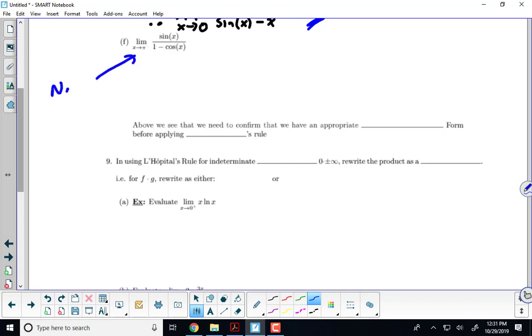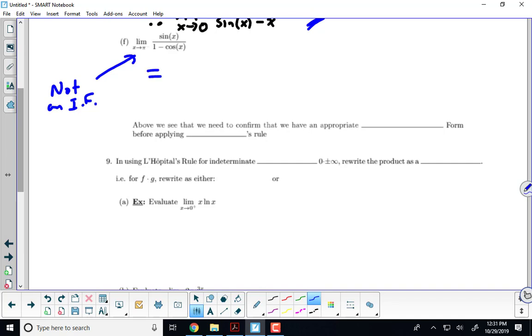This is not an indeterminate form. It is true that the numerator of this function is approaching 0, but the denominator of this function is actually approaching 2. So in fact, this limit, even though I put it in the L'Hopital's rule section, is one that can be evaluated using other means.